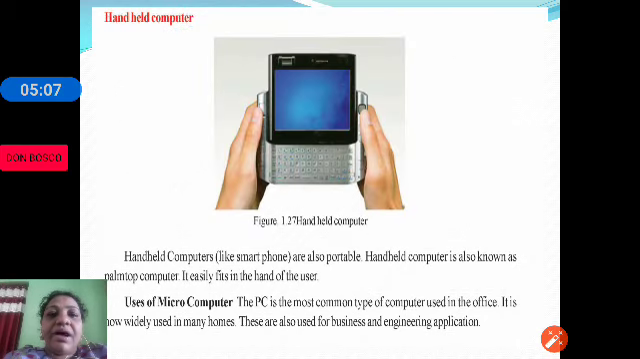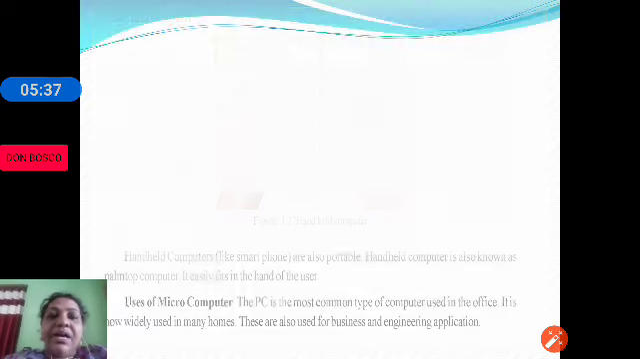Next comes the handheld devices. Handheld devices are nothing but smartphones. They are also very portable. They are also called palm top computers, because they fit on a human being's palm very easily. Therefore, they are called palm top computers. Generally, personal computers are used in offices, business applications, and engineering applications.